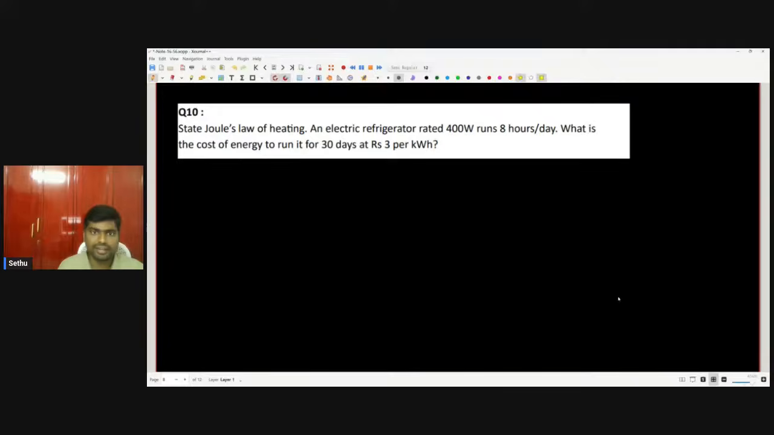An electric refrigerator rated 400 watts, run 8 hours per day. What is the cost of energy to run it for 30 days at rupees 3 per kilowatt hour? Try this out.